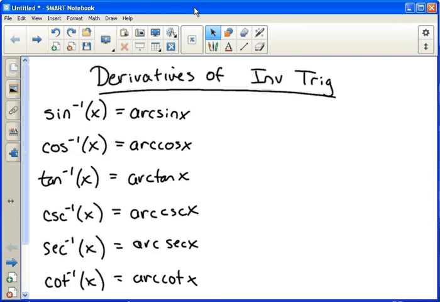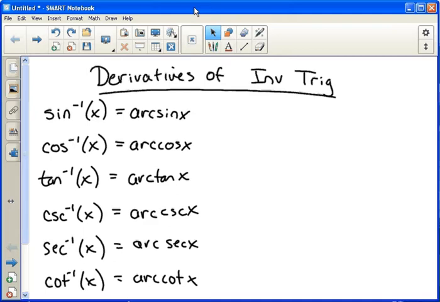Today we're going to look at the derivatives of inverse trigonometry, or inverse trig functions. So first, I just want to make sure you understand exactly what inverse trig functions are. I personally don't like the notation that they use with the negative ones, but let me back up. These do both mean the same thing.